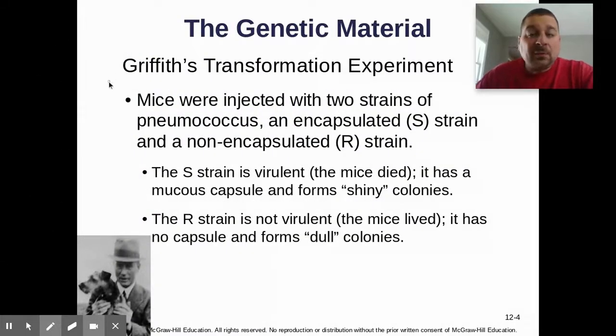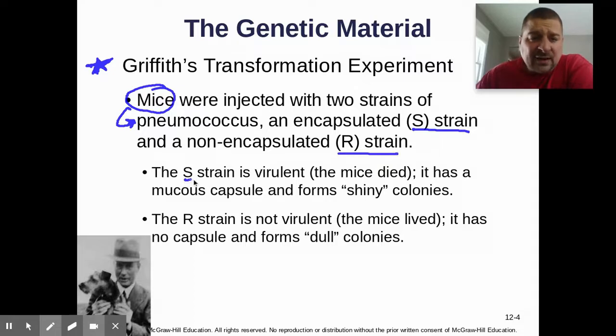We're going to be looking at a lot of different experiments here and how those all built on each other and led up to the final discovery. One of the first starts to this was Frederick Griffith's experiments. He worked with mice and pneumonia. There were two strains of pneumonia he used, an S strain and an R strain.